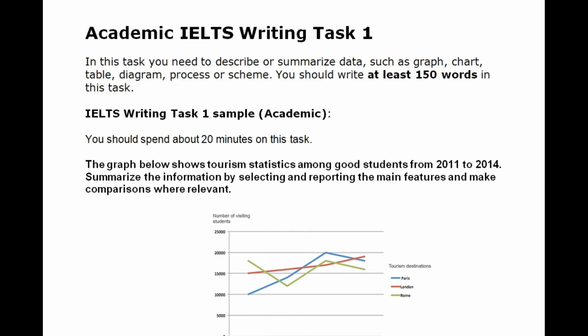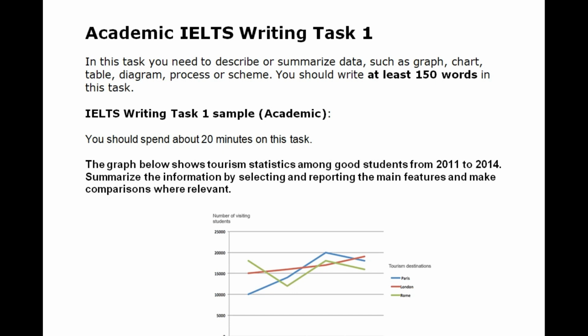Academic IELTS writing task 1. In this task, you need to describe or summarize data such as a graph, chart, table, diagram, process, or scheme. You should write at least 150 words in this task. IELTS writing task 1 sample, academic. You should spend about 20 minutes on this task.